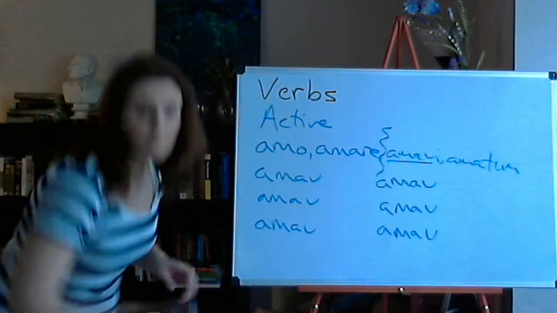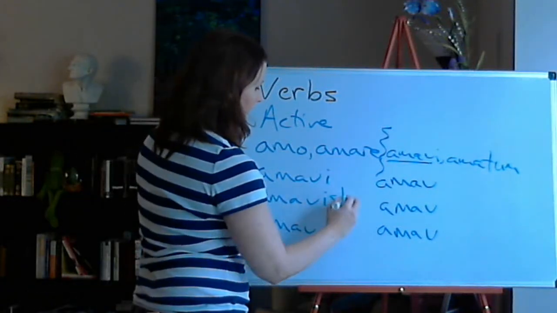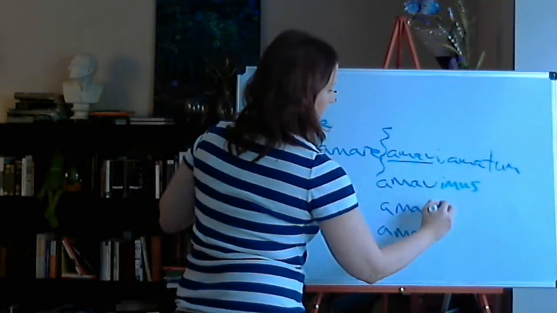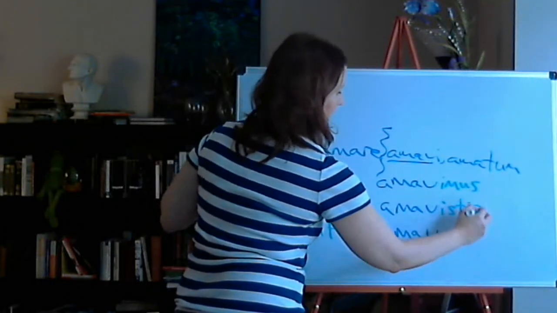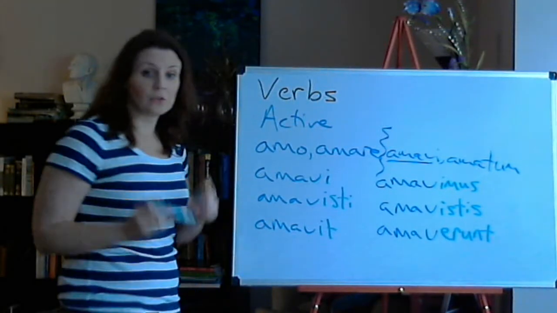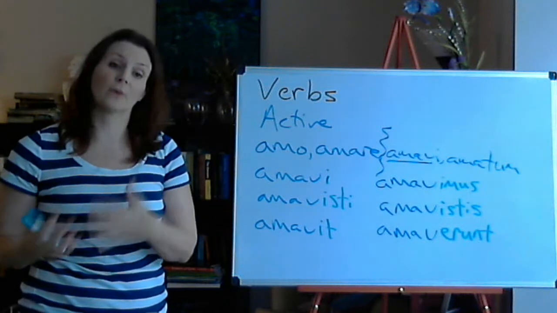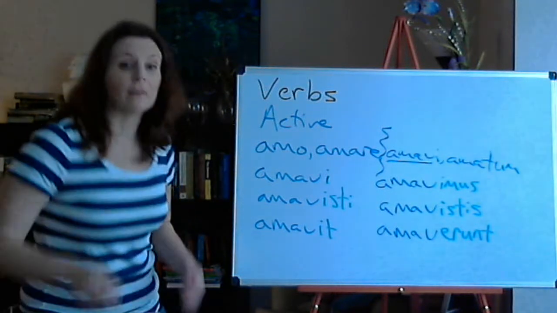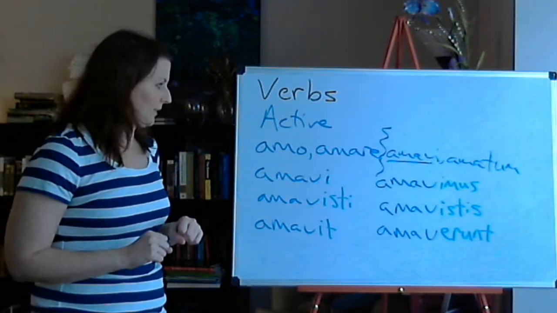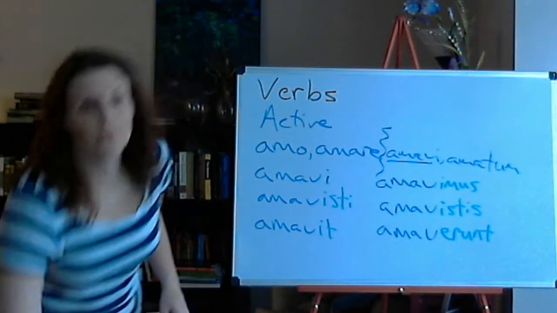And to that, we just add our perfect endings, which are those I, isti, it, imus, istis, erunt. And yes, the third person plural just looks weird relative to all the rest of them, but that's just how it is. It's one of those things that you need to recognize, not necessarily something you have to produce all the time unless you want to do Latin composition and spoken Latin. So that's all it takes for active voice, normal sort of verbs.